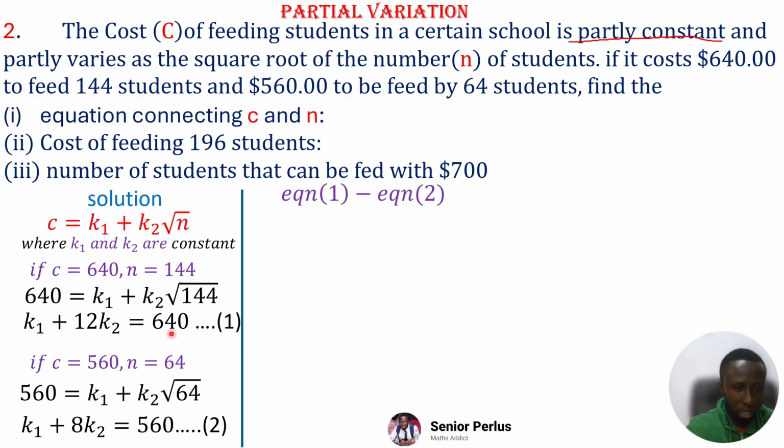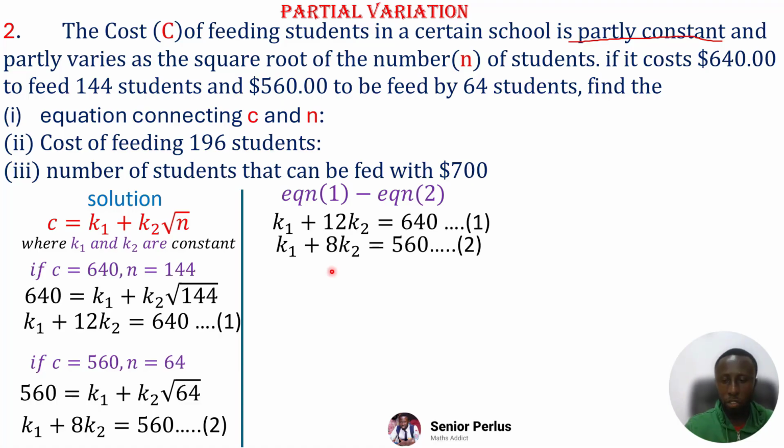I'll subtract equation 1 from equation 2, since this one is bigger. You can subtract equation 2 from equation 1, it depends on you. I'm using the elimination method. So k1 minus k1 is 0, 12k2 minus 8k2 gives 4k2, and 640 minus 560 is 80. To find k2, divide both sides by 4. So k2 is 20.